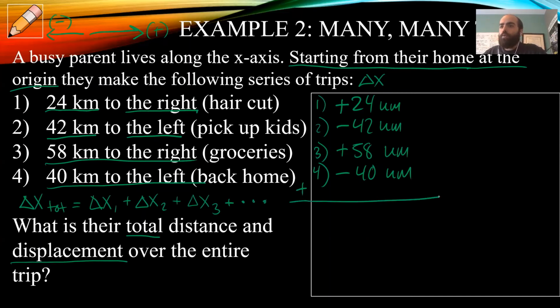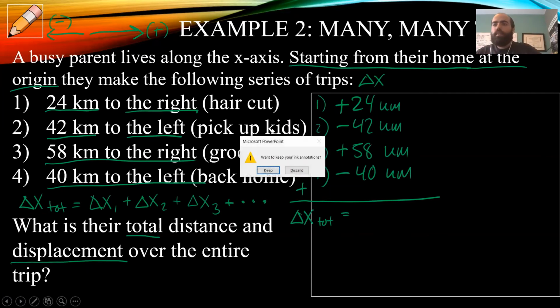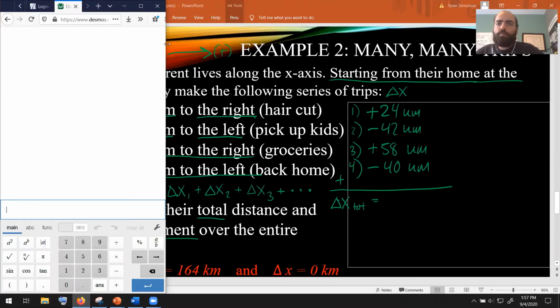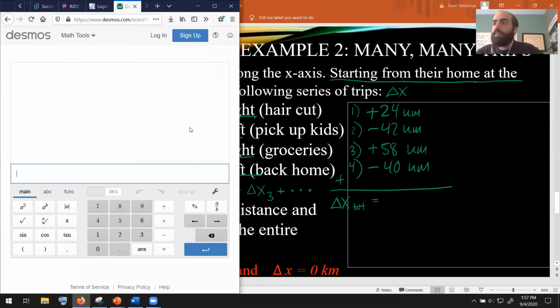And if I want to get the total displacement, all I'm going to do is just add up all of these numbers. And so that's where your calculator is going to be handy, unless you're really good at adding and subtracting numbers in your head. I'm a big fan of Desmos. I would recommend using Desmos, the scientific calculator for this class. And so we're just going to put in those numbers with their signs, right? So we're doing 24 plus negative 42 plus 58 plus negative 40.